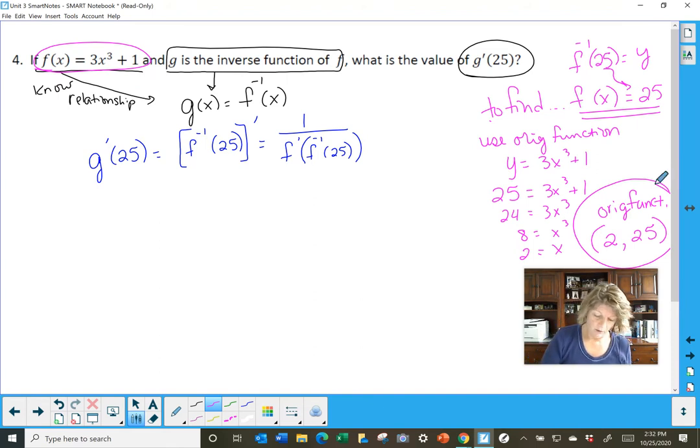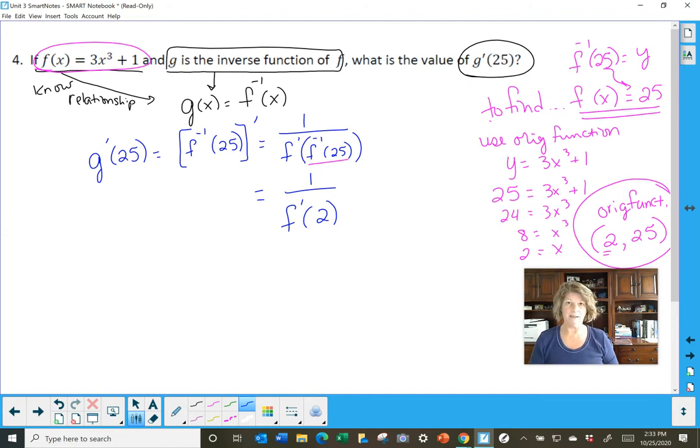Okay, so if I put into the inverse a 25, I get out a 2. And now I can finish this problem: 1 over f prime of 2, right? Because 2 and 25 do a flip-flop. What is f prime of 2? I need to find the derivative. Okay, so another little bit of side work. Derivative of f. That should be easy, it looks like.